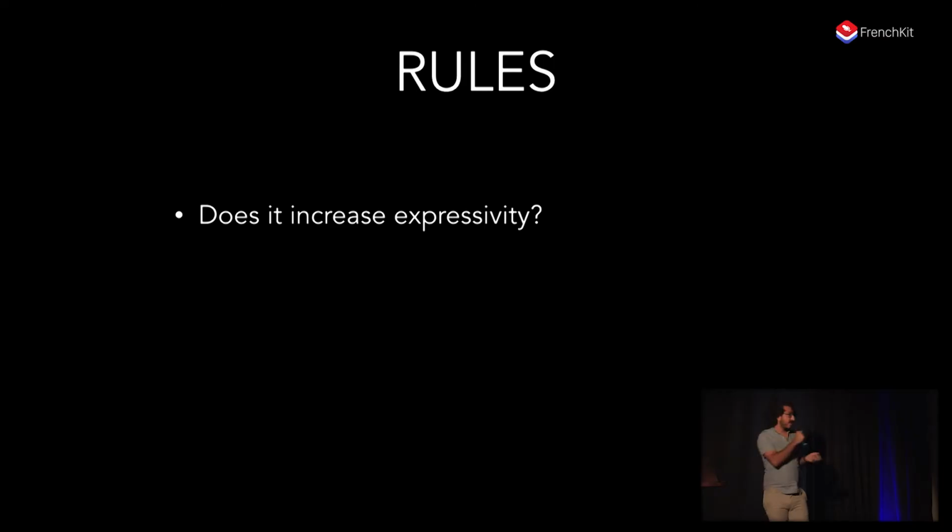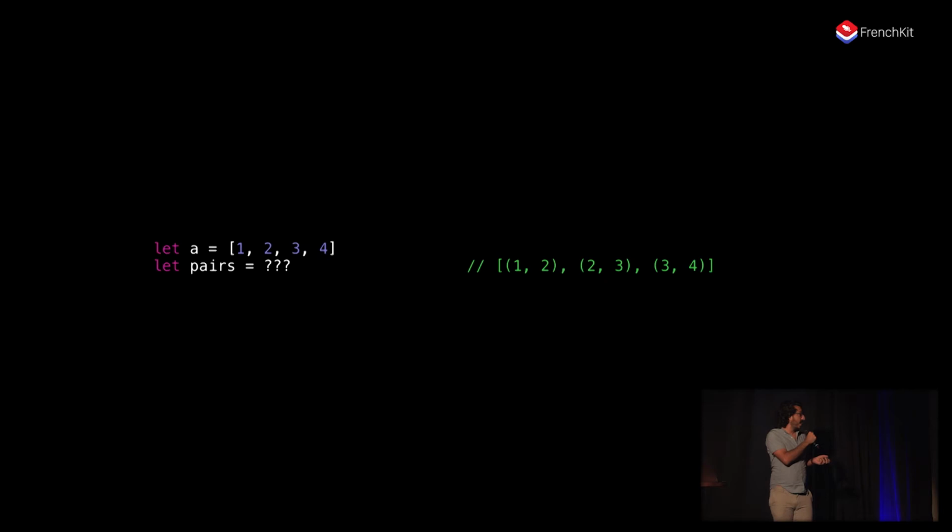So let's take a look at an example. This is a little bit of code. We basically create an array, and the array is just the numbers 1, 2, 3, 4. And we want the pairs. We want the individual pairs. So we want a new array where the first element is the pair of 1 and 2. The second element is the pair of 2 and 3. And the third element is the pair of 3 and 4.